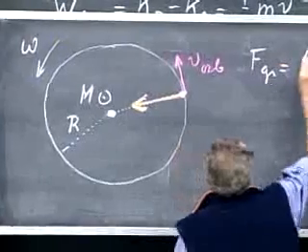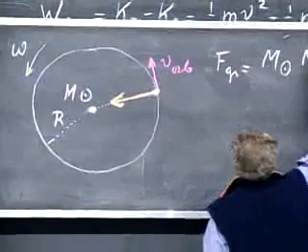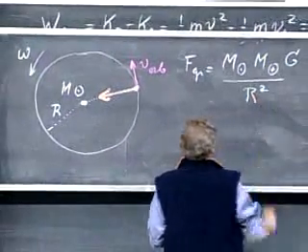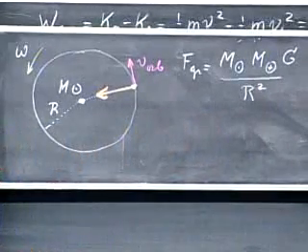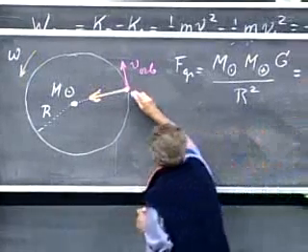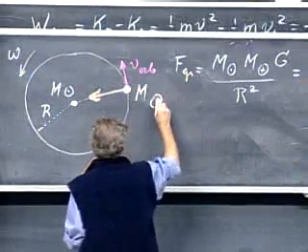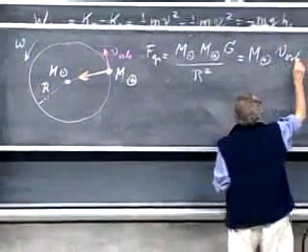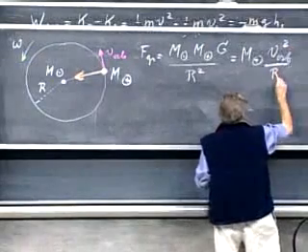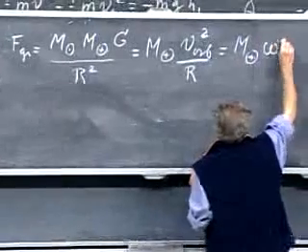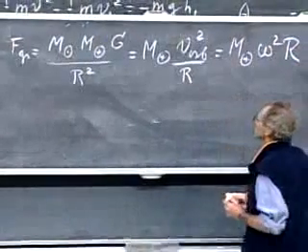So this gravitational force equals the mass of the Sun, the mass of the Earth, times G divided by R squared, the force of gravity. But it also must equal the centripetal force, which is the mass of the Earth times the orbital speed v squared divided by the orbital radius. And if you prefer to write that in terms of omega squared R, that's fine too.